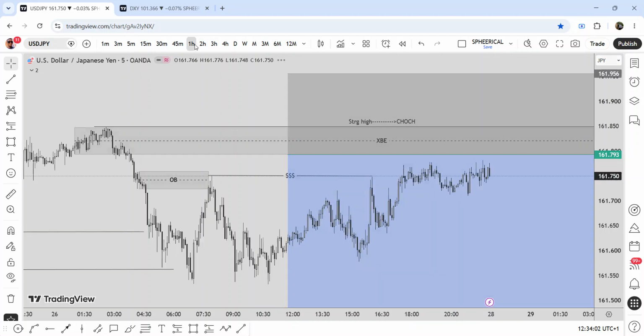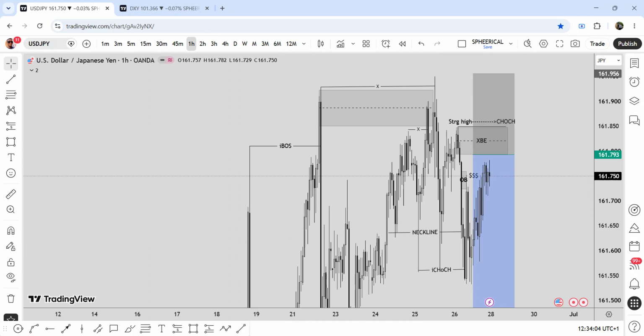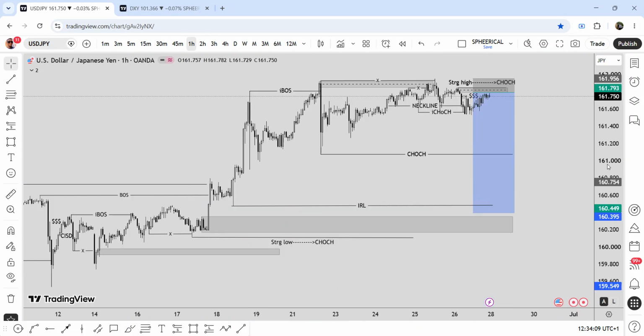Where is our take profit going to be? Our take profit is not going to be at an endless zone. You can see we have a major change of character, because this was the last break of structure we had, and this was the retracement. So if we see the market coming down, this should be our first take profit. This internal range liquidity will be our second, and this demand zone will be our last.